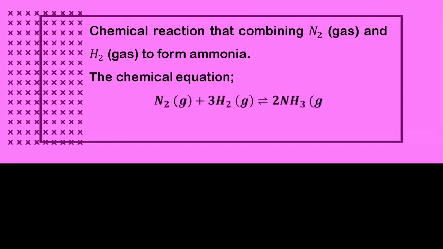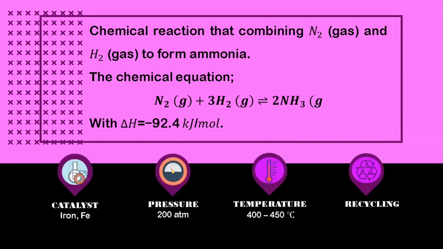This is the chemical reaction of nitrogen and hydrogen, where we can see that 3 moles of hydrogen gas and 1 mole of nitrogen gas are needed to form 2 moles of ammonia. This reaction is considered exothermic since it releases 92.4 kJ per mole of energy. There are 4 important key points when we discuss the Haber process, which are catalyst, pressure, temperature, and recycling. The catalyst used in this process is iron, with 200 atmospheres pressure at about 400 to 450 degrees Celsius. This process is a reversible reaction because the unused gases will be recycled back into the process.